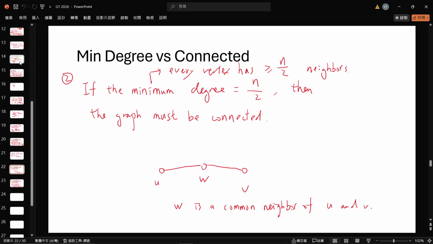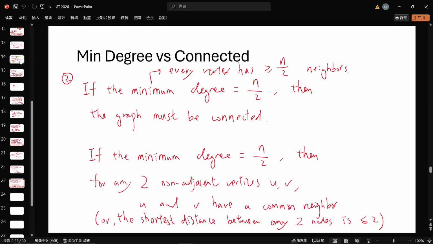And if U and V have a common neighbor, obviously U and V have a path. They can use W to reach the other vertex. So this is what we're going to do first today. We're going to show that under this condition, where the minimum degree is n over 2, it's still a very large number. But anyway, under this condition, for any two vertices, either they are adjacent or they have a common neighbor. That's a different way to describe the same thing.